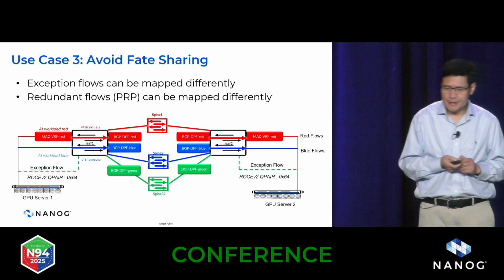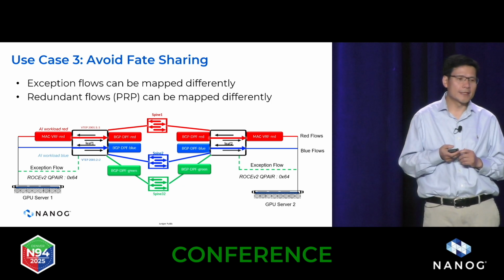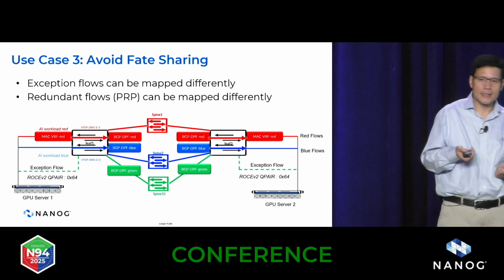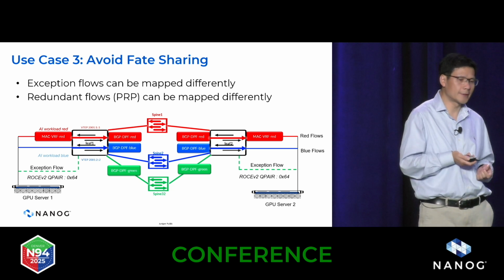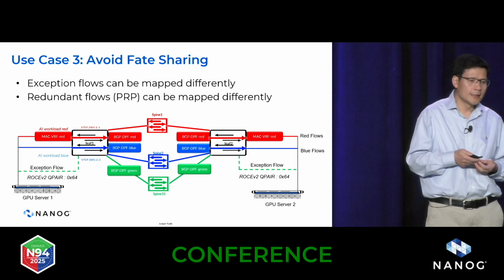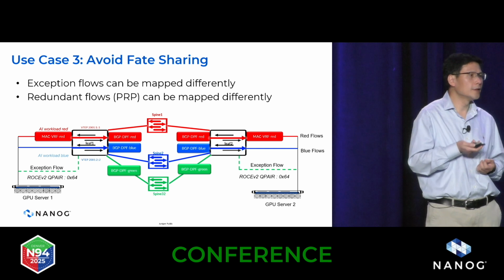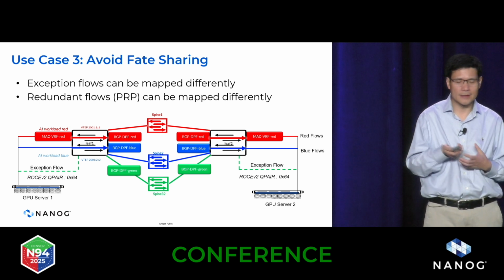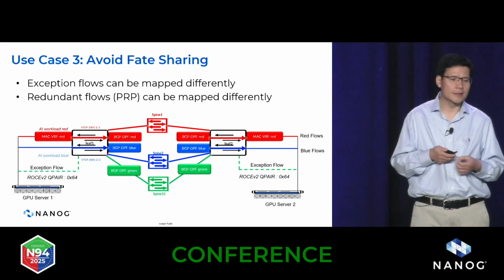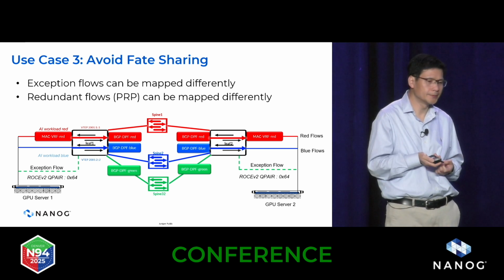A third use case is avoiding fate sharing. In this example, a physical fabric is partitioned into 3 logical fabrics. We have a red fabric, a blue fabric, and a green fabric. So in some cases people may want to map their exception flows towards the green fabric to avoid fate sharing with the ordinary flows which go through the red or blue.